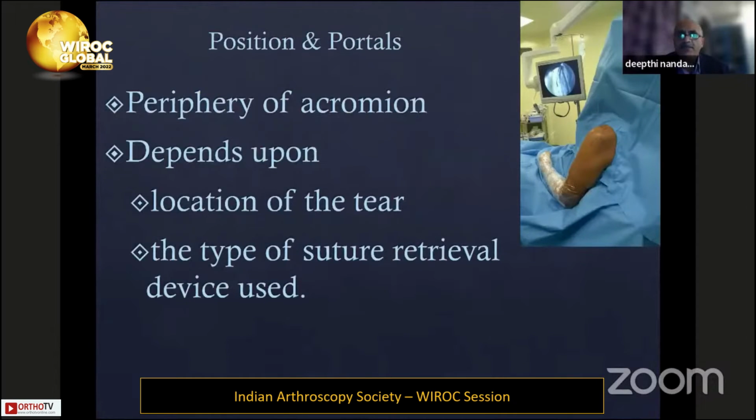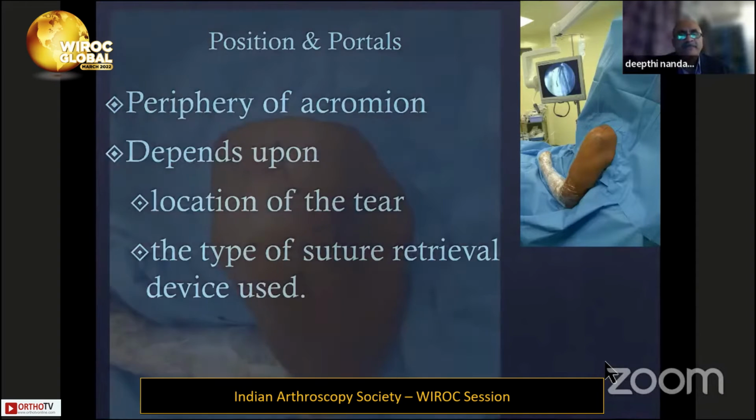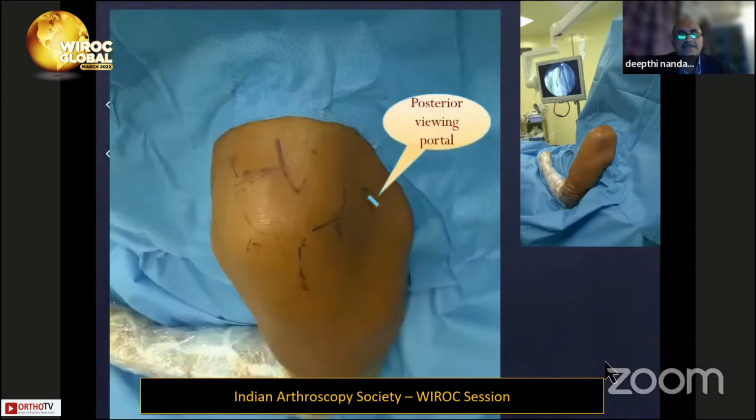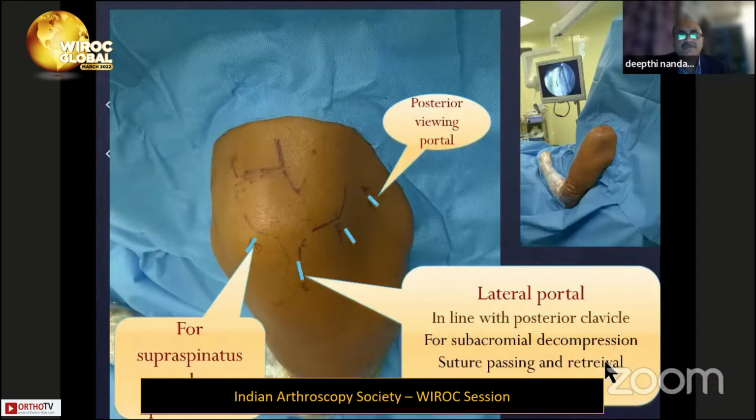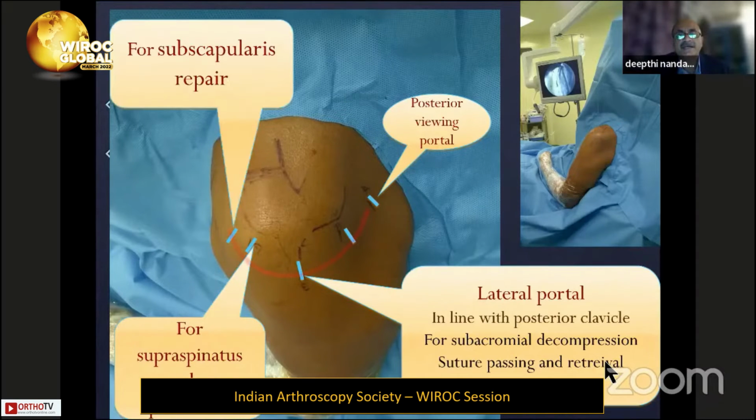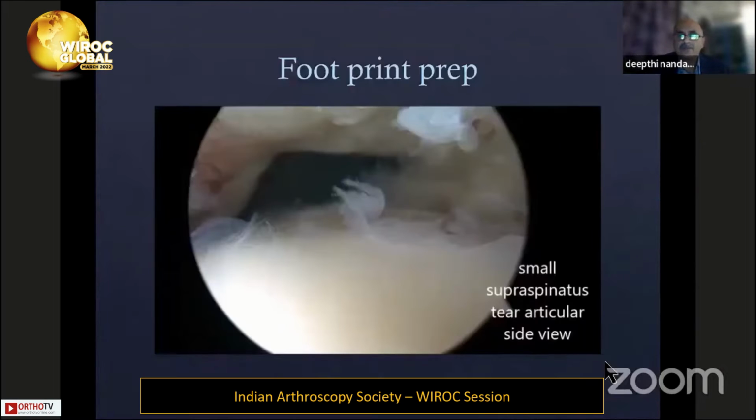So what are the portals? It's usually the periphery of the acromion. So that is where the rotator cuff is, and that is where you require the rotator cuff to be repaired down to. So the type of suture device is also important. I'll talk about it later. So that is the usual portals for rotator cuff repair I use. It's more like a smiley around the acromion. So depending on the site of the cuff tear, we put our portals.